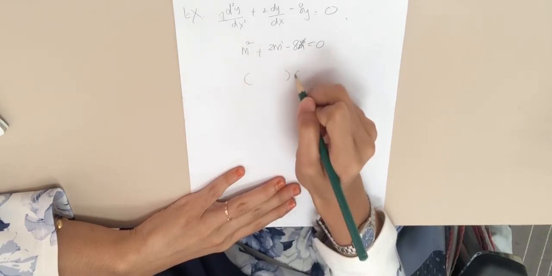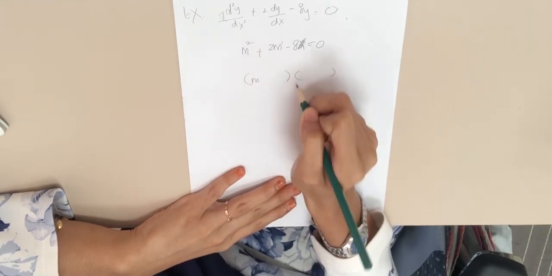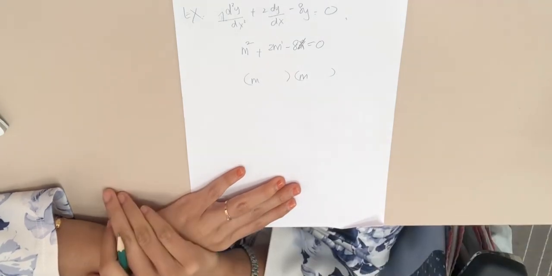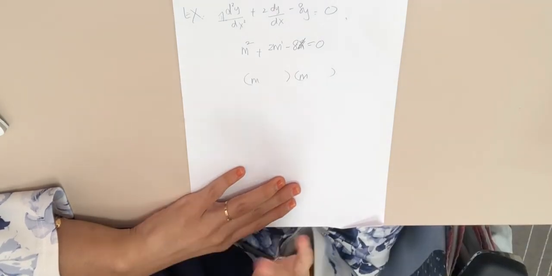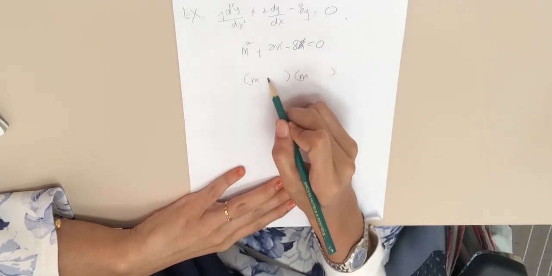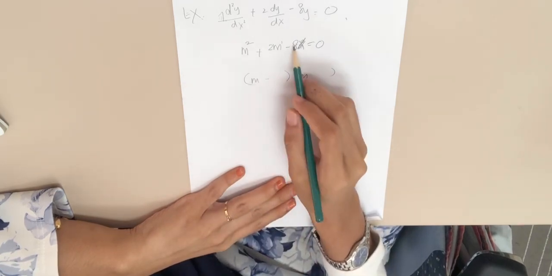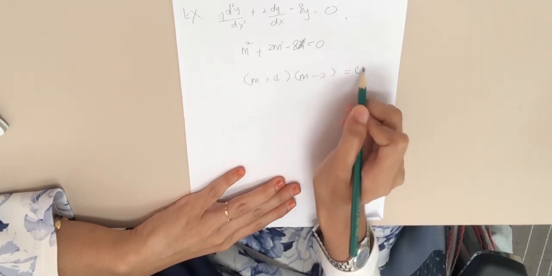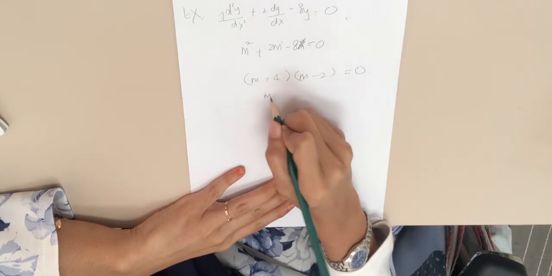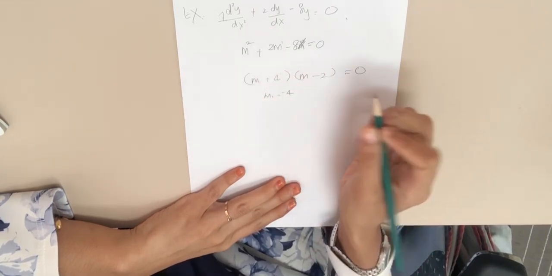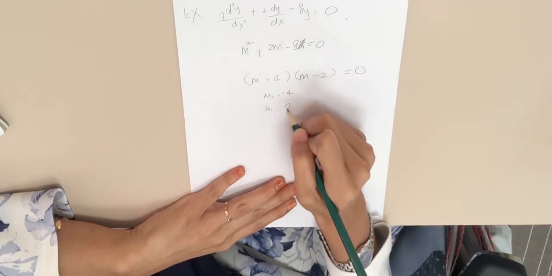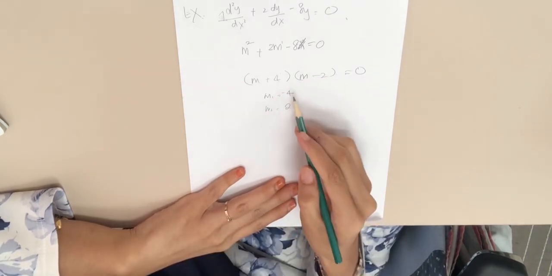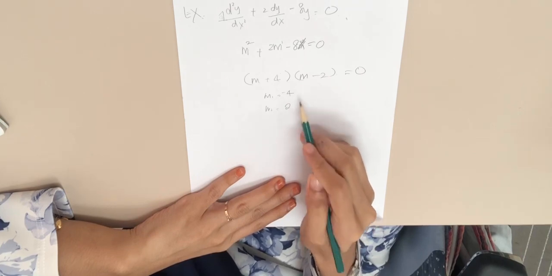Okay, the next step is factorize it. Now factorize it. By using a calculator, you can use your calculator, or you can just work it out in your head. So this one it will be plus 4 minus 2. Therefore, your m1 is equal to -4 and your m2 is equal to 2, right? Okay, so this is real number, these two are real numbers.